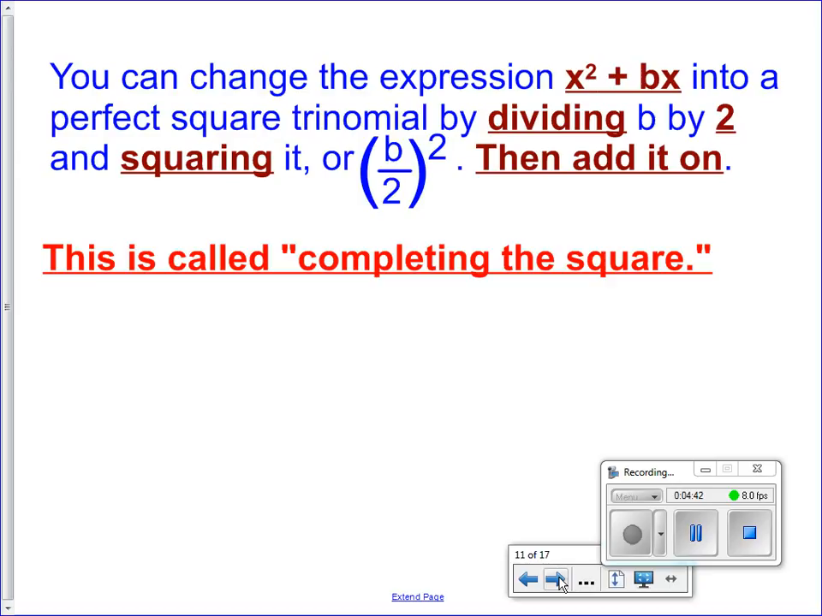All right, so to fill in your notes, you can change the expression x squared plus bx into a perfect square trinomial by dividing b by 2 and squaring it. In other words, you take b divided by 2, notice in the parentheses here, and square that number. Then you add it on. This is called completing the square.